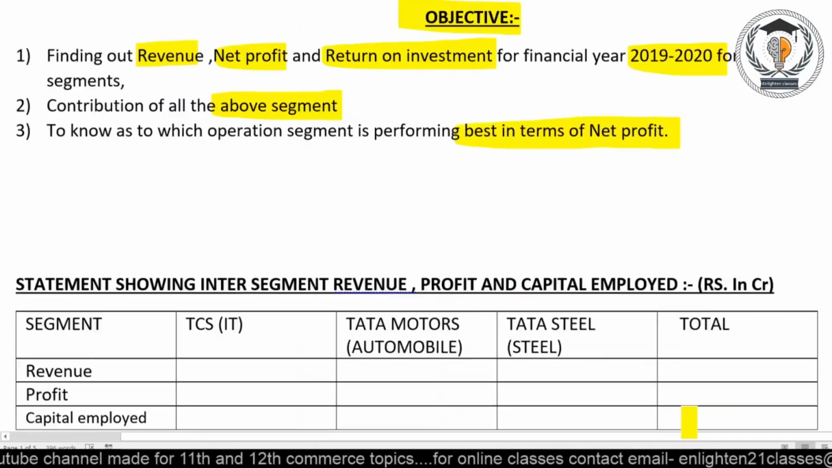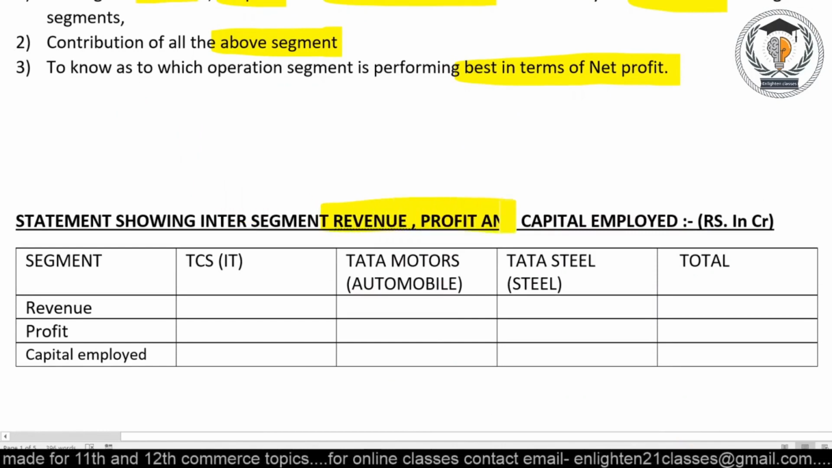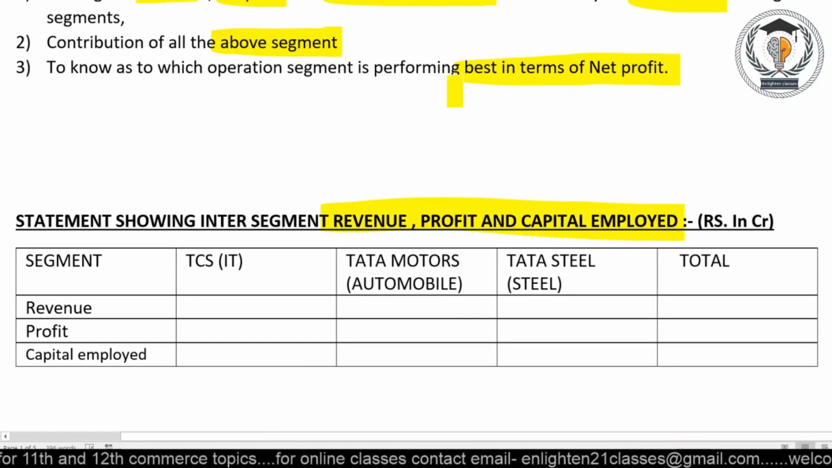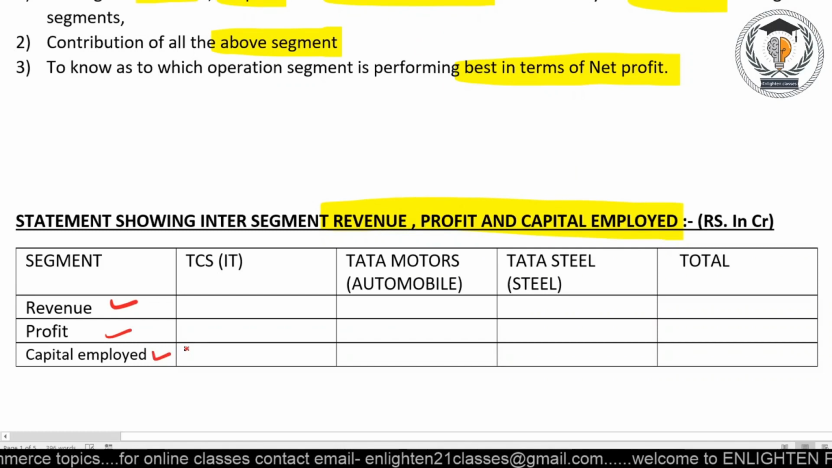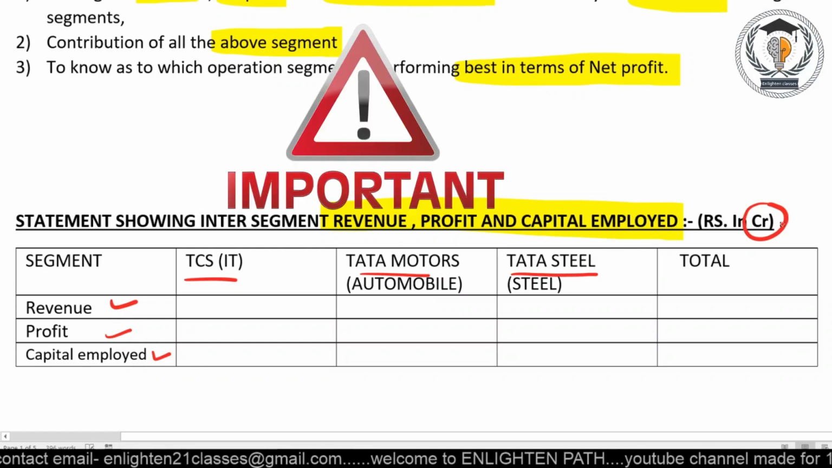The next heading is the statement showing inter-segment revenue, profit and capital employed. That means here you have to find the revenue, profit and capital employed data for all three segments: TCS, Tata Motors and Tata Steel. All the figures that I'll be noting down here will be in crores. This is the most important part of the project, because here you have to find the data, and the data you cannot find very easily. You have to do a lot of research.